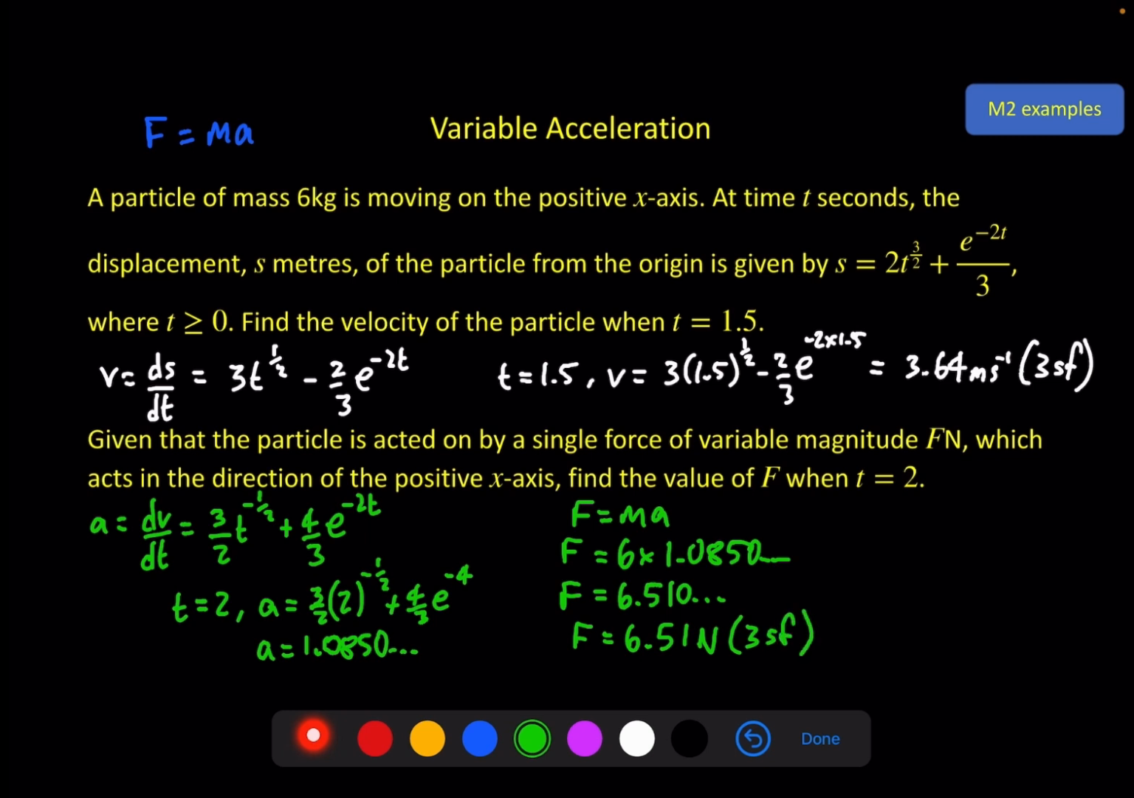Don't forget, force is given in newtons. Actually, they've given newtons outside of the F here, and they want the value of F, so I guess technically I shouldn't include newtons there, otherwise it looks like 6.51 newtons.